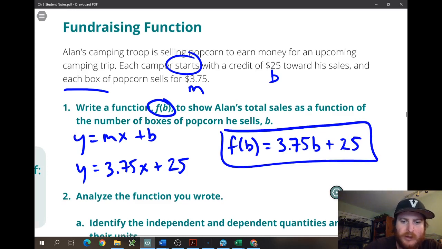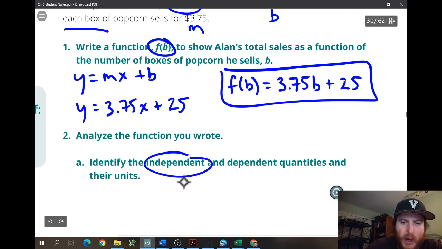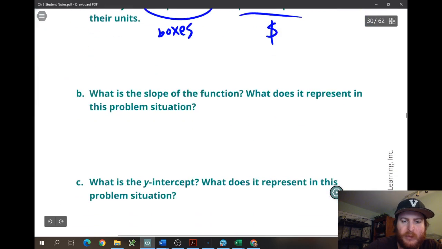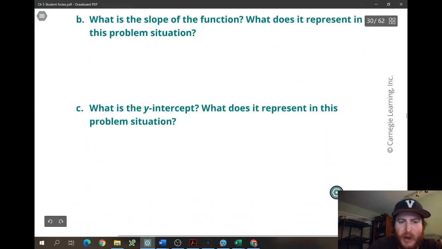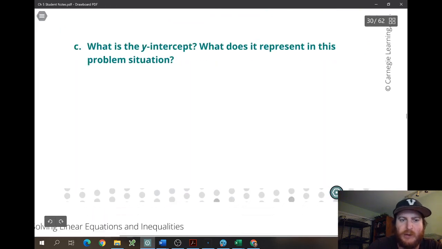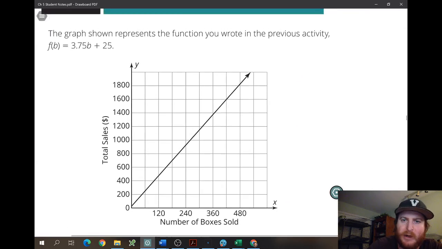So analyzing this, identifying the independent and dependent quantities. The independent would be the b, the number of boxes that they sell. The dependent would be our money, so that would be f of b, the dollars that they earn. What is the slope? The 3.75. That's how much each box costs. The y-intercept is the $25. That was their starting credit. So we won't really fill those in. I want to jump ahead and go quickly.